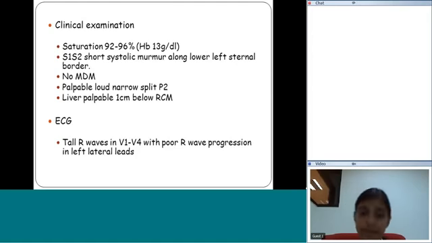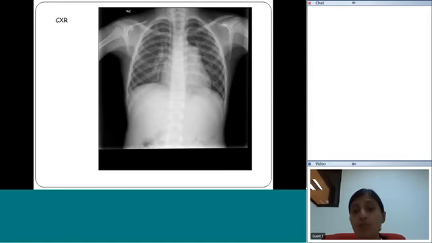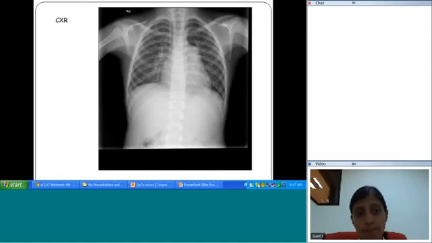This was his X-ray. Okay, so what do you guys think about this X-ray? Can I have some sort of input? I think I've been talking for too long now. Any comments on the X-ray? Excellent. Okay.